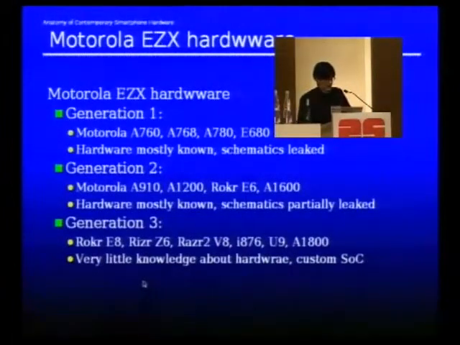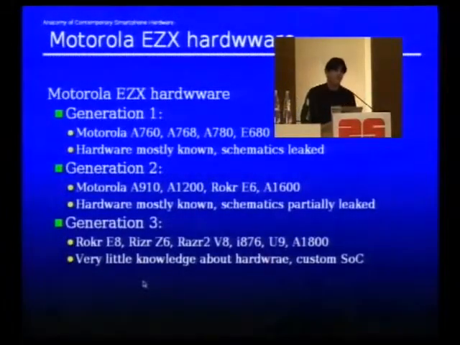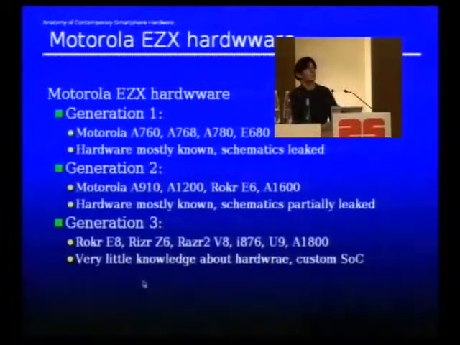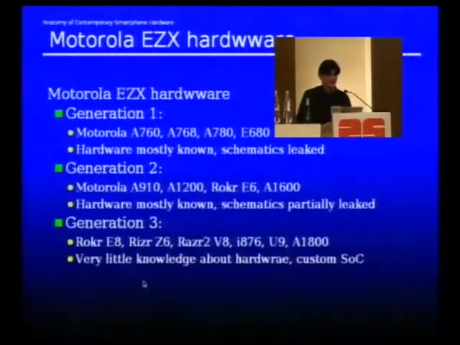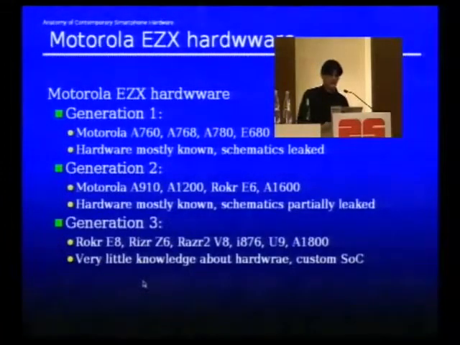Let's look at some other hardware. The Motorola EZX hardware, which obviously has only one W, as I recognize now, has multiple generations. There is generation number 1, which includes the A760, the A768, the A780, and the E680. All of these devices are not very commonly known in the Western world. They're mostly sold in the Asian market. The only one that was ever regularly sold in Europe was, I think, the A780.